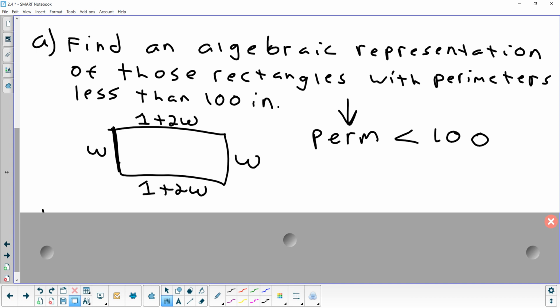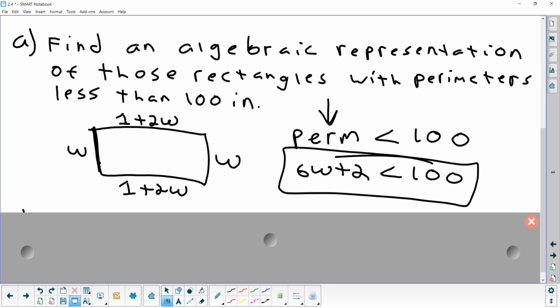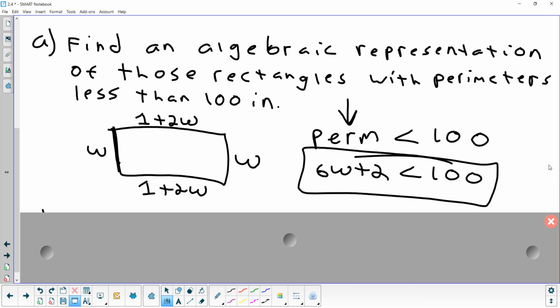You would get 2 plus 10w. No. Yes. Wait. Oh, 6w. So the perimeter here is 6w plus 2. And they said to write down an expression that represented that being less than 100. So there you go. That's an algebraic representation of all the rectangles that have a perimeter of less than 100 and meet the condition they mentioned up above. Any question on that?